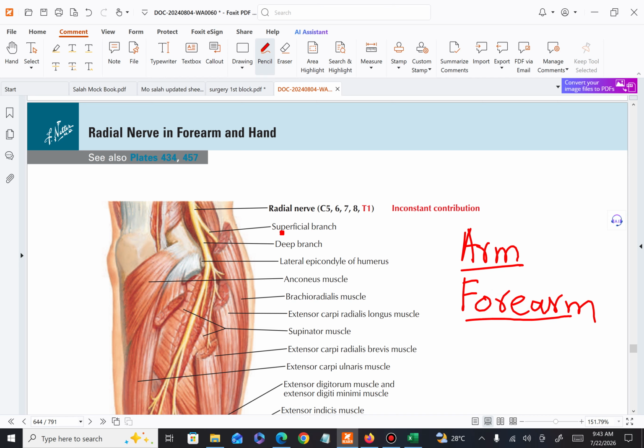Triceps is in the posterior compartment of the arm, while anconeus is a muscle in the posterior compartment of the forearm. So this is the anconeus muscle. It is one of the extensors of the elbow, and the radial nerve also supplies the extensors of the hand. So this is about the muscle supply of the radial nerve.